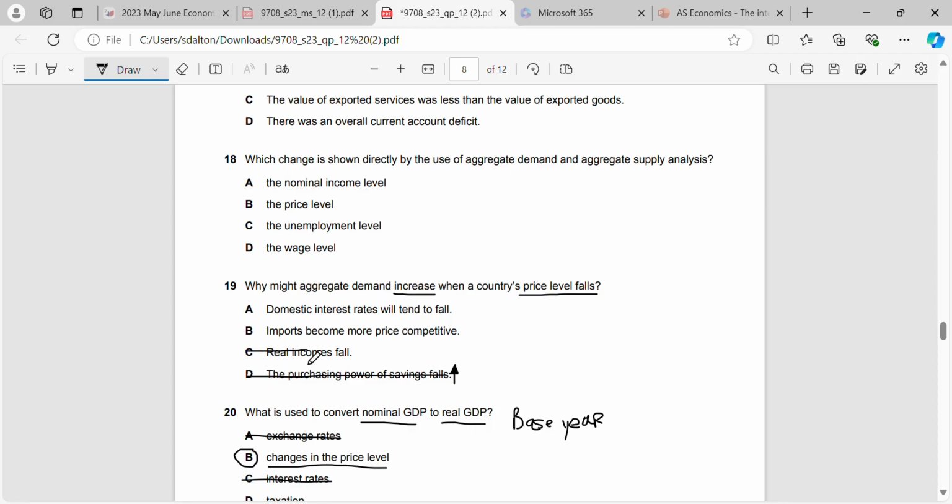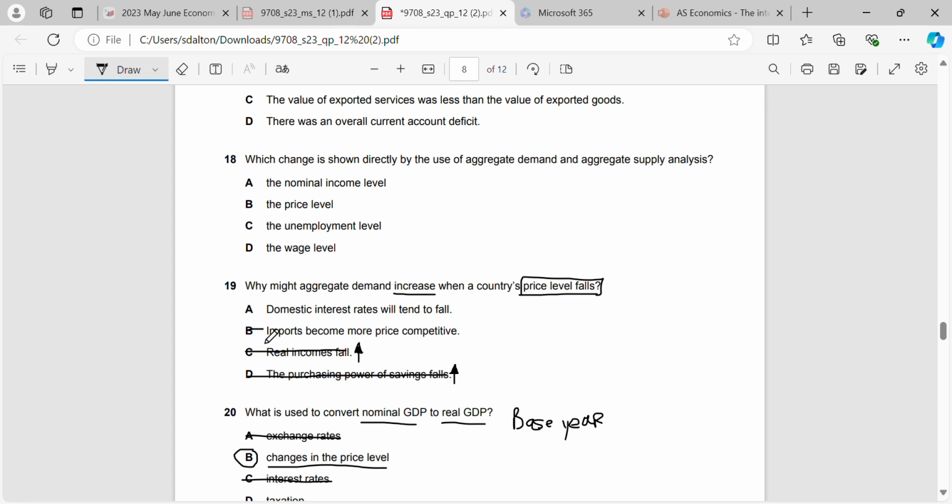Similarly with C, real incomes don't fall, real incomes will rise when the price level goes down. Both of those scenarios, C and D, would apply to inflation, where the price level goes up, not to deflation. Imports become more price competitive. Again, that's not going to apply.